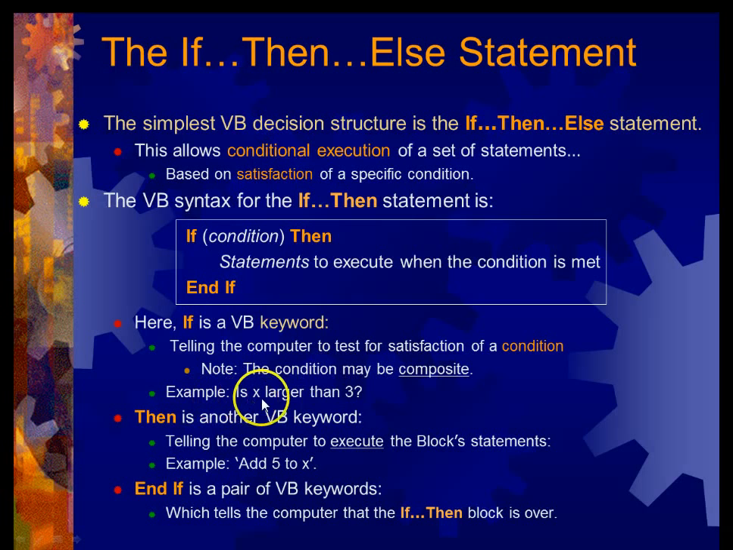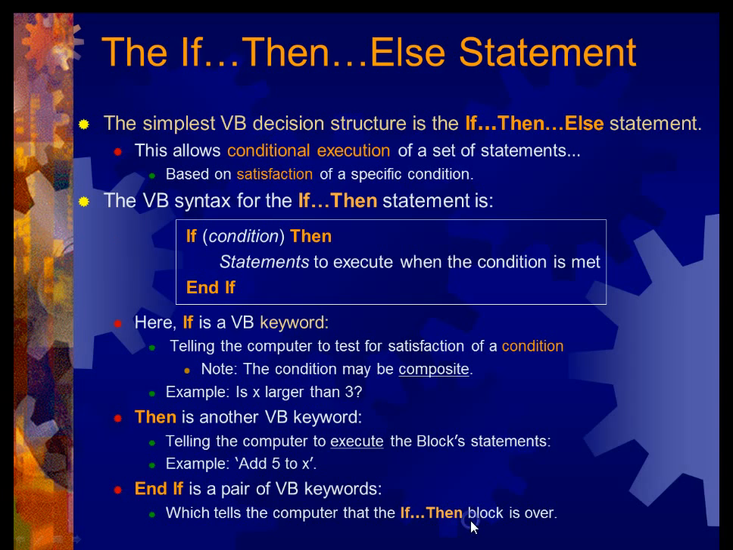Okay, example, is x larger than 3? So, okay. Then is another Visual Basic keyword, telling the computer to execute the block's statement. Example, add 5 to x. So if x is larger than 3, add 5 to x, or something like that. And end if is a pair of VB keywords which tells the computer that the if-then block is over.